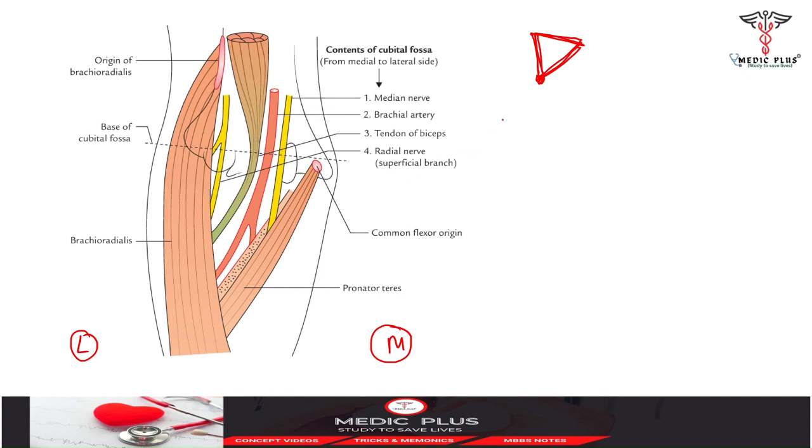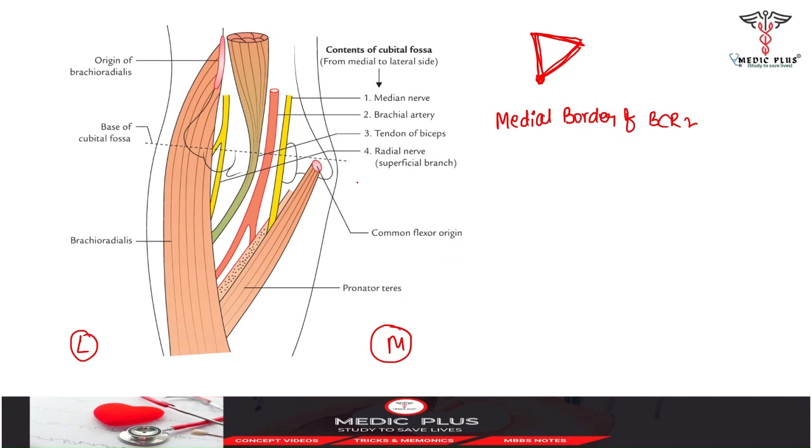Understand the lateral border. The lateral border is formed by the medial border of the brachioradialis muscle. Brachioradialis muscle. So what forms the lateral border? The brachioradialis muscle.